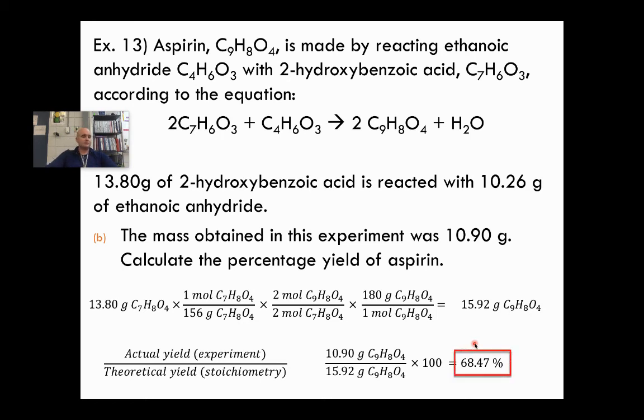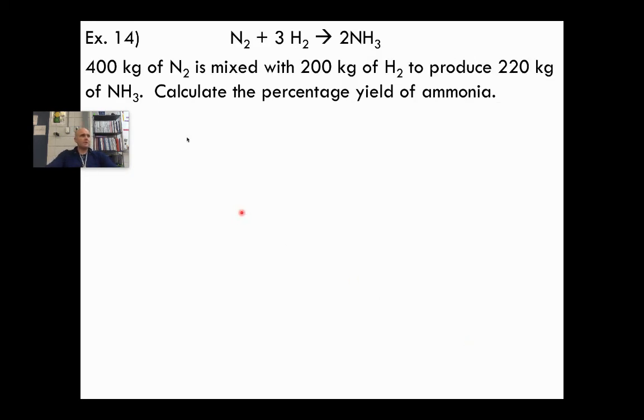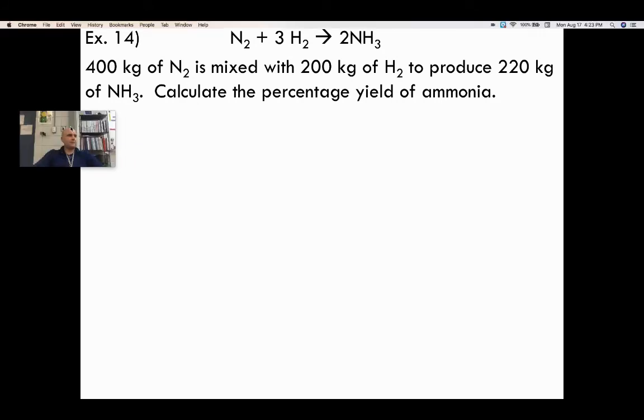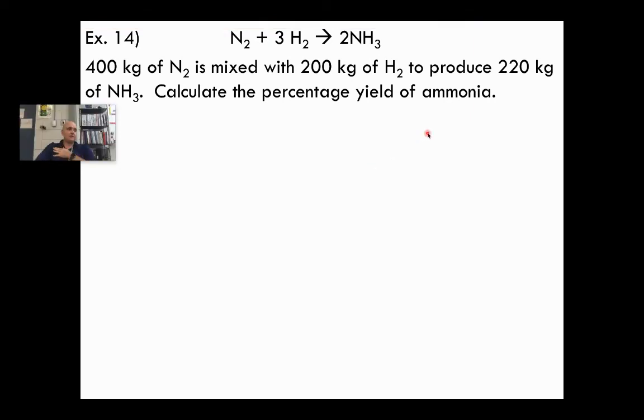Okay? Now for this one, for example number 14, we have the ammonia reaction. Nitrogen plus hydrogen makes ammonia. 400 kilograms of nitrogen is mixed with 200 kilograms of hydrogen to produce 220 kilograms of ammonia. Calculate the percent yield of ammonia. This is essentially the same thing, except we have kilograms now, which is not fun.